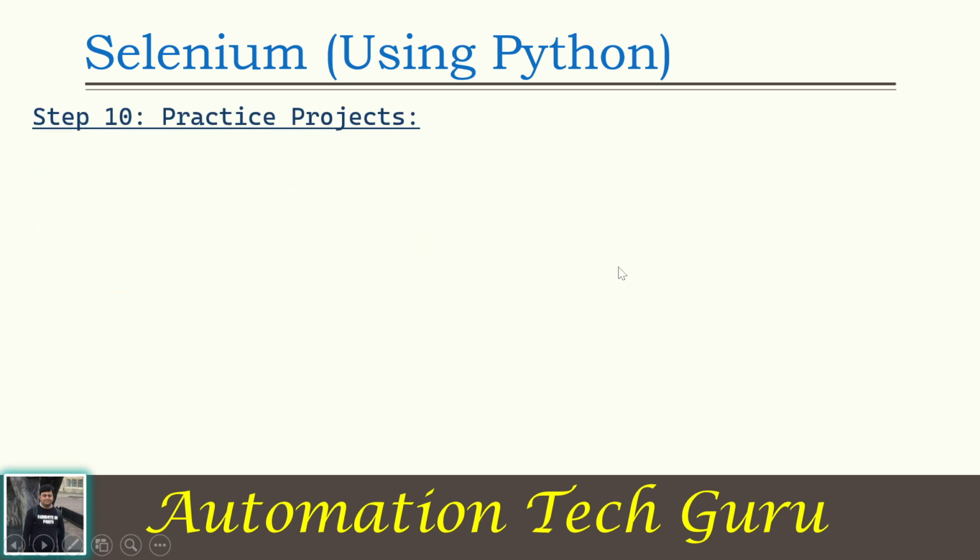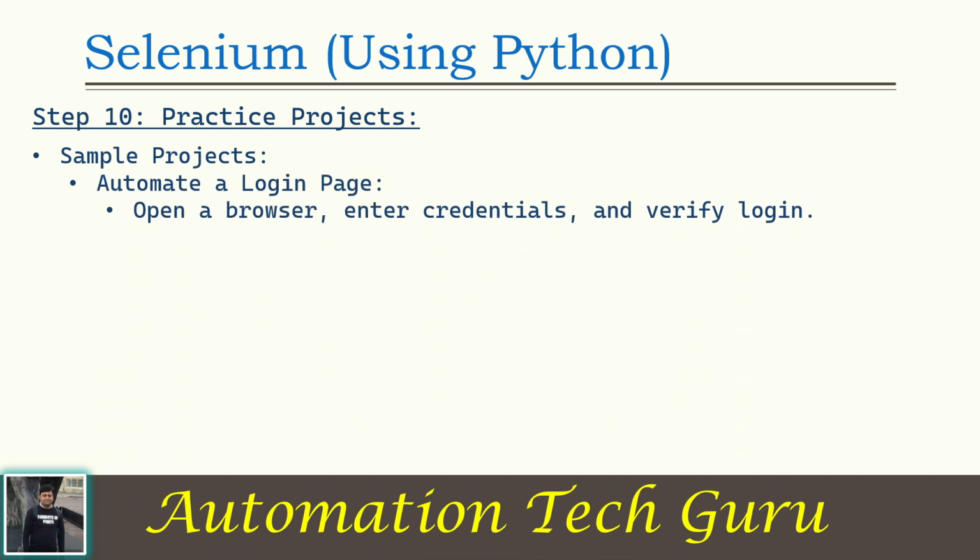And then next is practice projects. So whatever we have learned here, how we can practice it. Simply, you can use sample projects like automating a login page: open a browser, enter credentials and verify. You can go to google.com, gmail.com, and log in with the Gmail ID and password. You can create a new user in Gmail, or use whatever login page you can find.